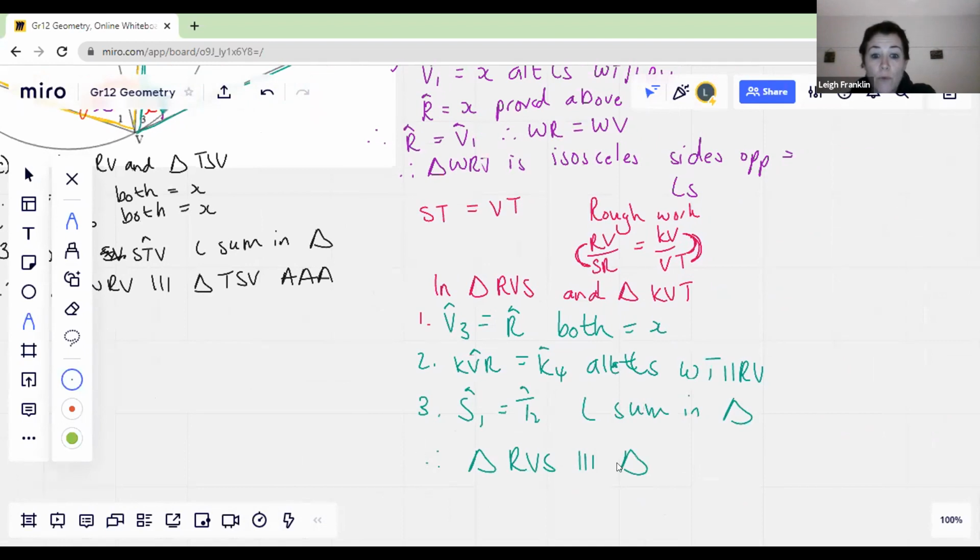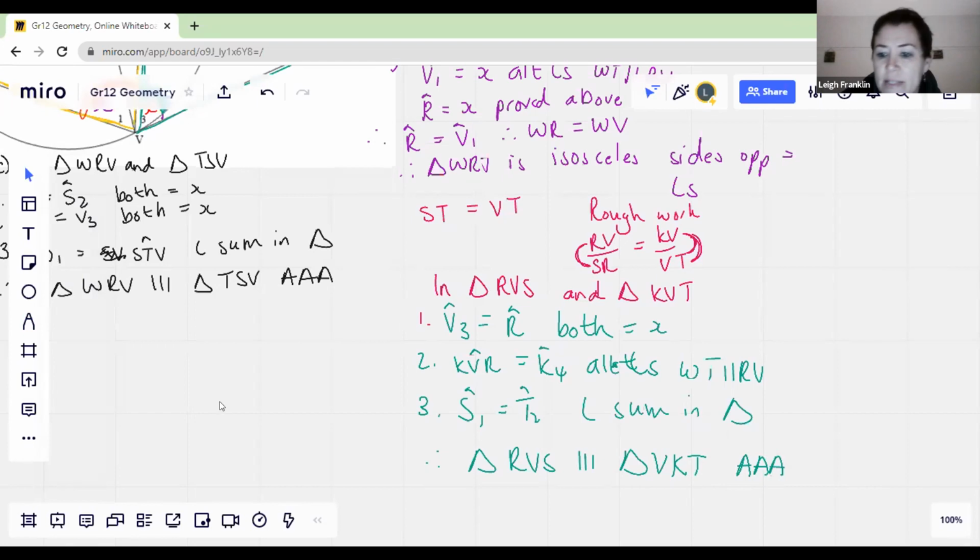Now we've got to get the order right. Okay, so angle R went with angle V. Angle V went with angle K. And the last one, S and T, went together, so that goes over there. Angle, angle, angle. And now we would be able to do the corresponding sides in proportion.